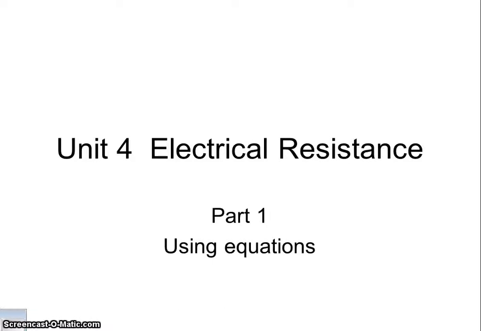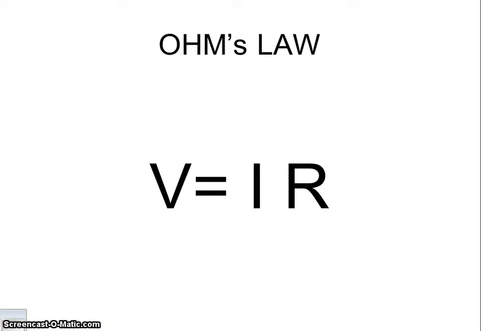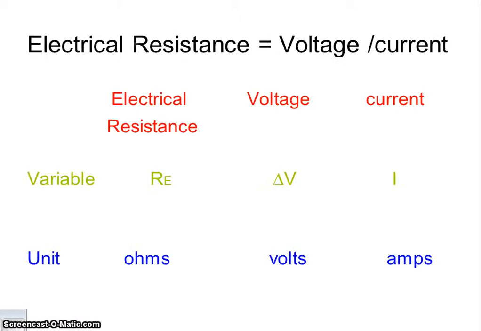Unit 4, this is electrical resistance part 1. This is going to be using resistance equations. One of the most important laws that you have in electricity is V equals IR. V stands for voltage, I is current, and R is resistance.